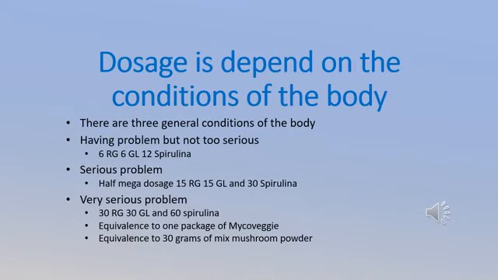And as I say, spirulina is assisting. We put here 60, but if you feel that 60 is too much, you take 30, it is up to you. It is not so critical, but 30 Rg and 30 Gl is a must for this mega dosage. So when there is a serious problem like diabetes, cancer, or a lot of other serious problems, then we have to go for this mega dosage. So this is all about the dosage.